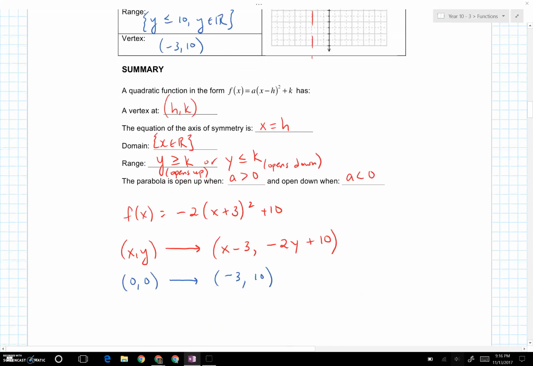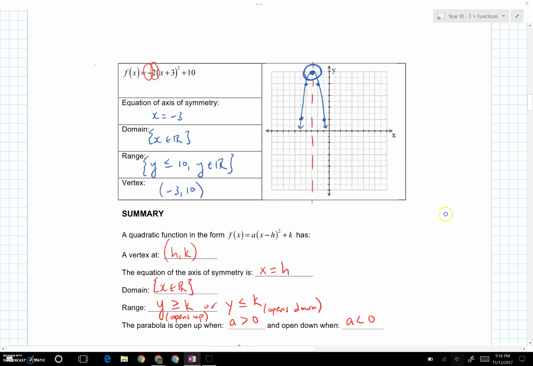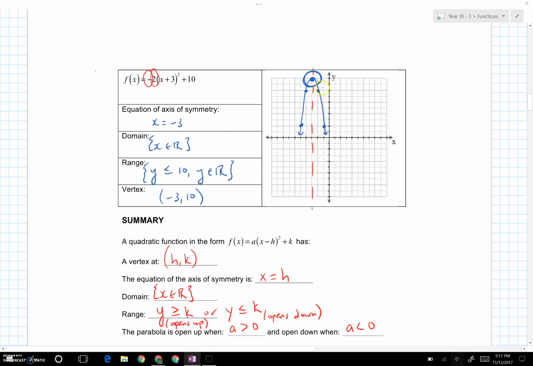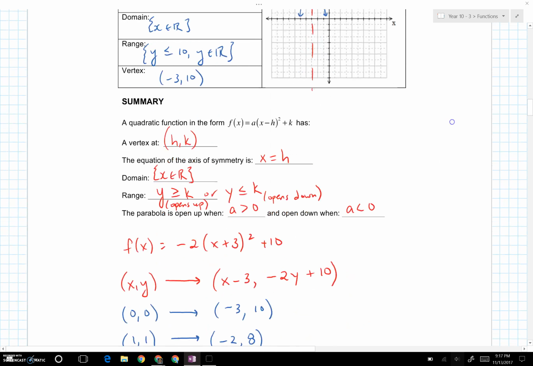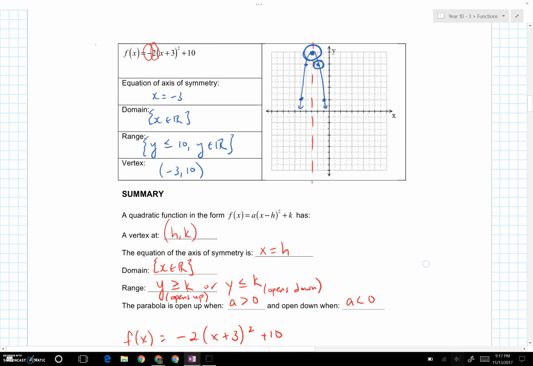Let's pick another point, (1, 1), just for the sake of argument. That point now goes to 1 minus 3 is negative 2. And then if I substitute in 1 for y, I get negative 2 plus 10, which is 8. So (negative 2, 8) is this point right here. If I continue to do this with the other key points, i.e. (negative 1, 1), (2, 4), and (negative 2, 4), I will get the corresponding points here, here, and here.